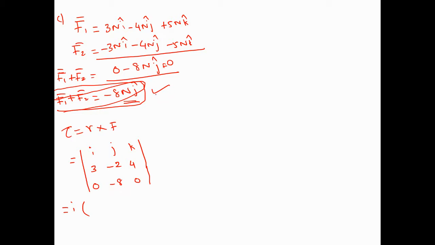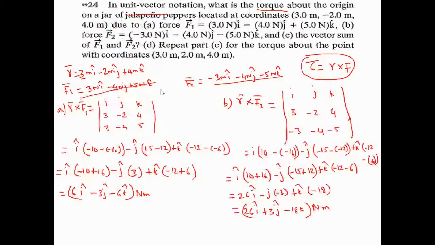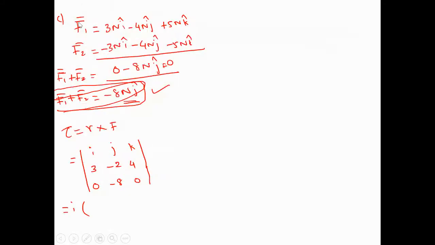Repeat part C with what? In part C, you are going to find the torque with the position vector. What is the formula for torque? Torque is nothing but R cross F. So R is already given as a coordinate. This is our R. Am I right? What is our new force? Yes, this. Now apply the rule.